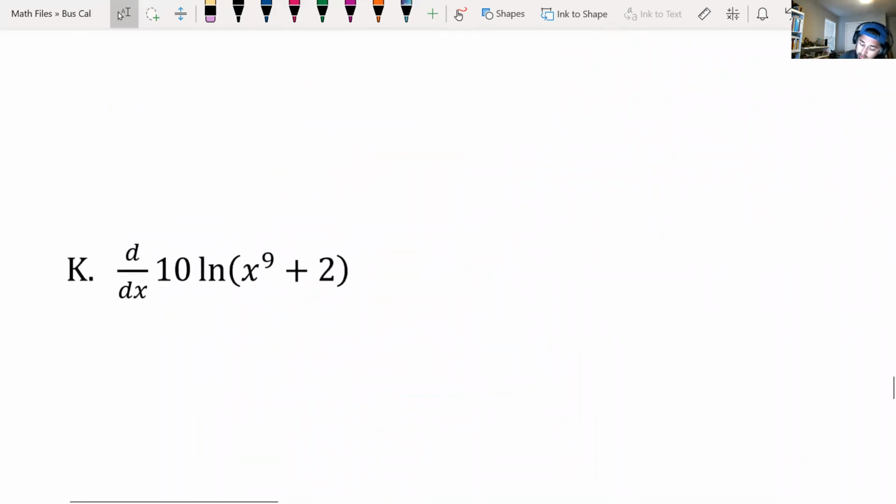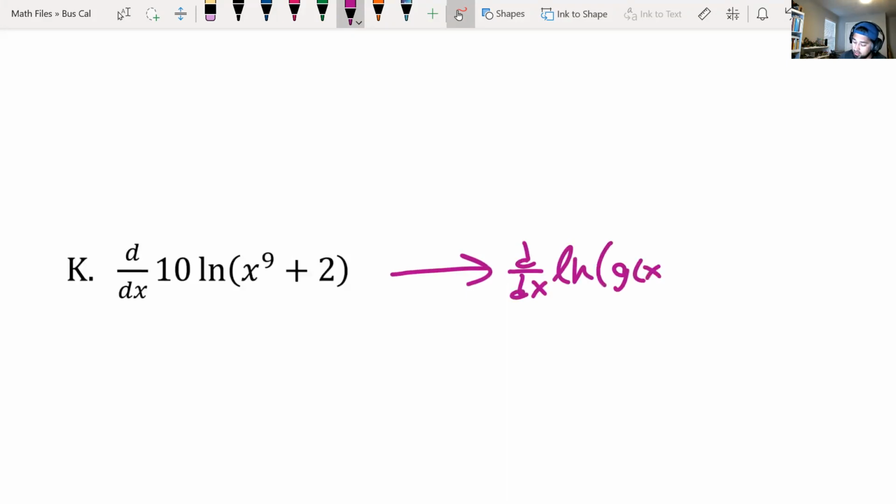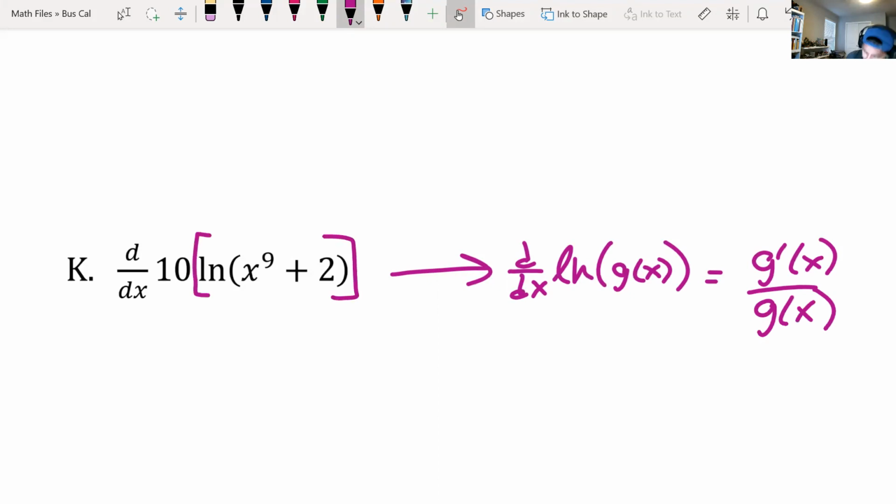And now we have the natural log. So again, we learned a new derivative formula on the first page. We had the derivative of the natural log of some function g of x. That derivative is going to be g prime of x over g of x. The derivative of the inside over the original inside. So here we go. All we're looking at is this piece.